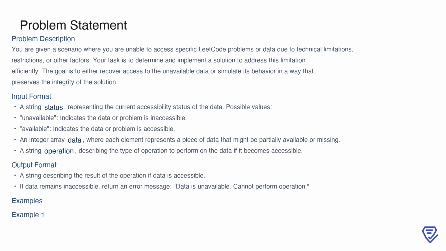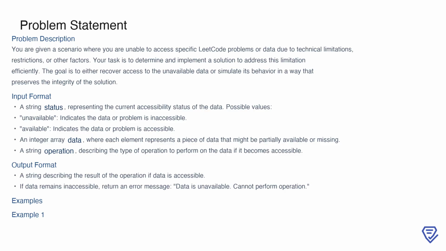To do this, you'll need to consider three key inputs. First, there's a string called status, which tells you whether the data is available or unavailable. Second, you'll work with an integer array called data, where each element represents a piece of information that may be missing or incomplete. Finally, there's an operation string that specifies what action, like summing the numbers or calculating a product, should be performed on the data if it's accessible.